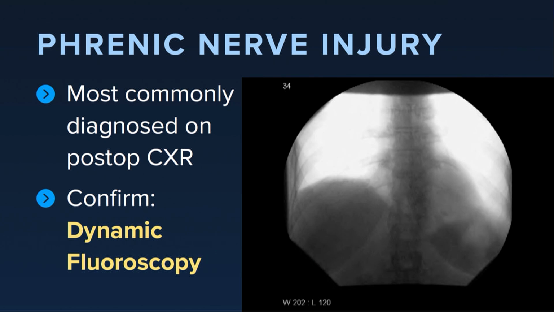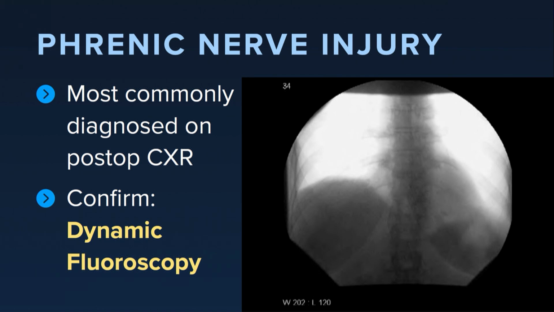Again, this is a video, but I can't play it for you. I apologize. But if you really want to confirm phrenic nerve injury or paralysis, then perform dynamic fluoroscopy, where again you'll see paradoxical motion. So with inspiration, the normal lung will drop, the diaphragm will drop, whereas the abnormal lung will actually rise.